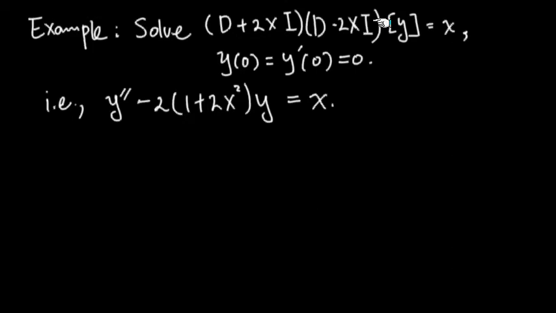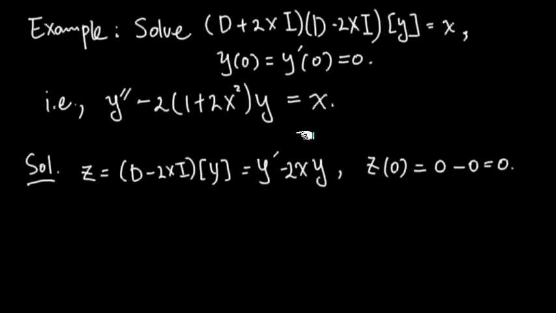If you expand it, you have y'' minus 2x y' minus 2y equals x, so I factor it down in this form. So that's the differential equation. The first idea is that if you look at this differential equation and turn it into this factored form, you substitute the inside function with z. So z is (d/dx - 2x) y, that's y' minus 2xy.